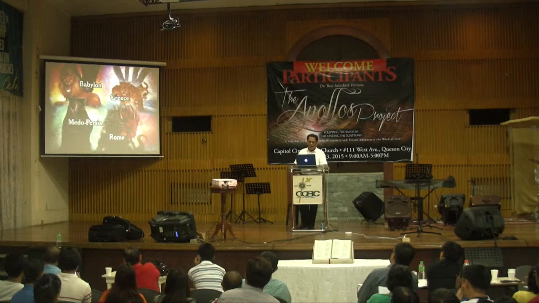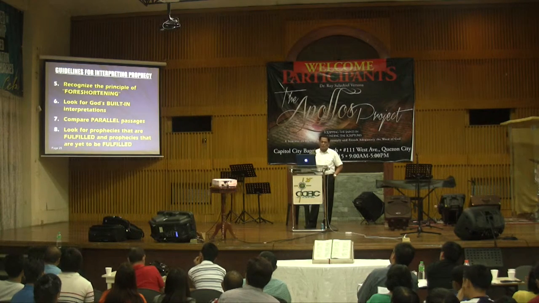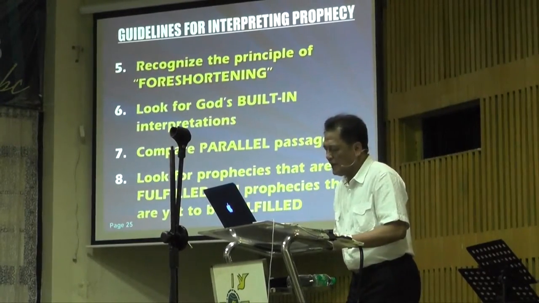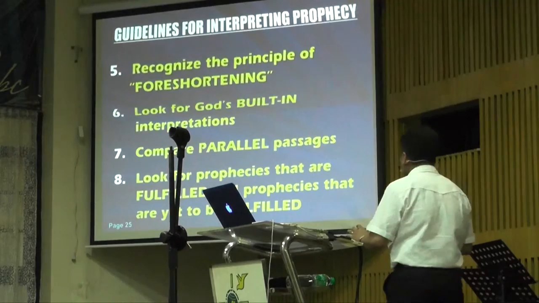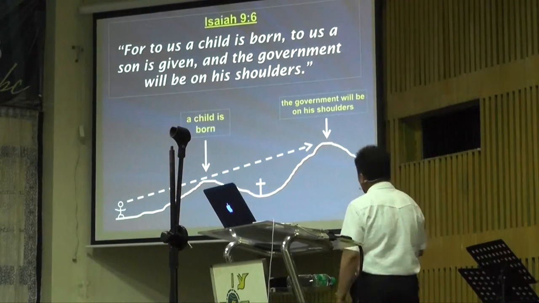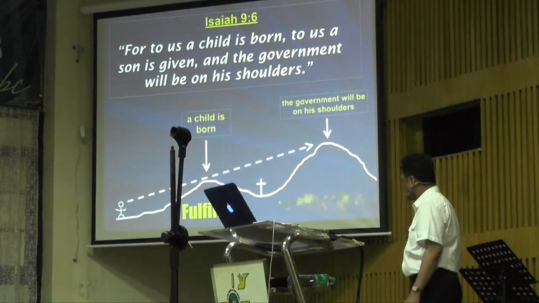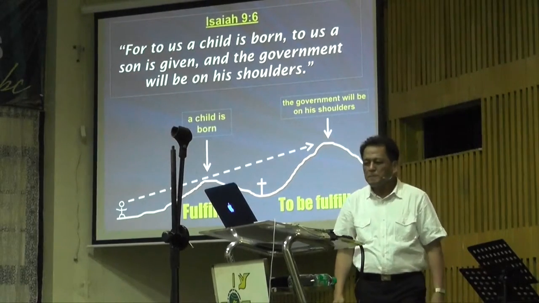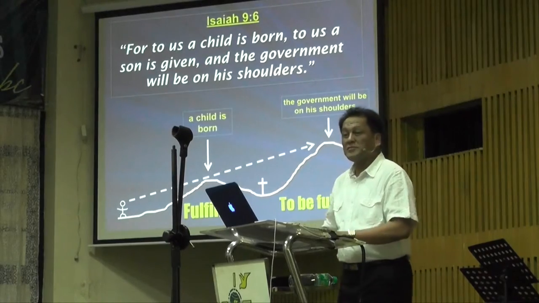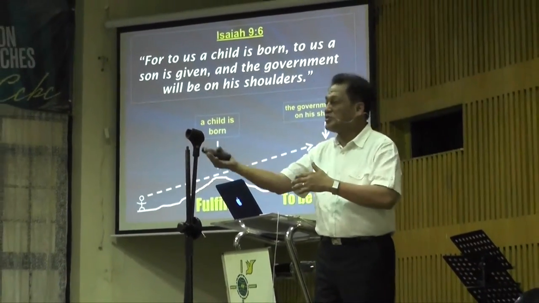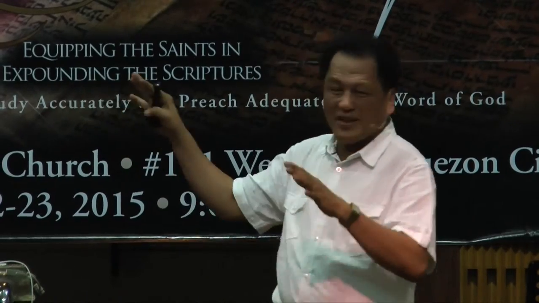All right. And then number 8, look for prophecies that are fulfilled and prophecies that are yet to be fulfilled. So we've said Isaiah 9:6 is both fulfilled and not fulfilled yet. Child is born, fulfilled already. The government will be on his shoulders, to be fulfilled. Again, you know, when I talk like this, I'm making an assumption already. My bias right here is coming out, that I'm pre-trib, pre-millennial position. So that's the thing here.